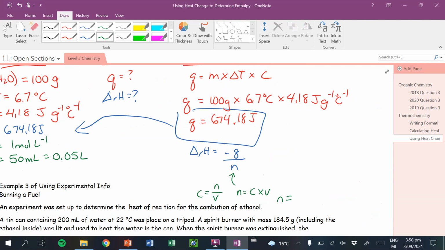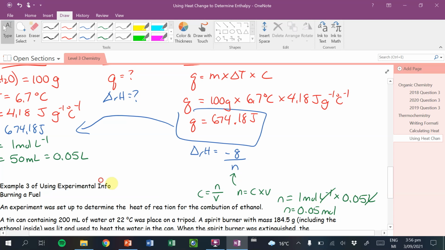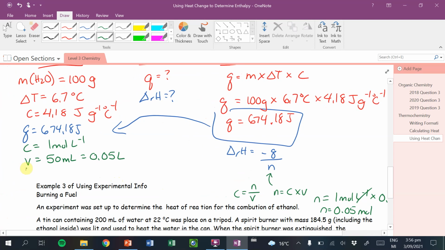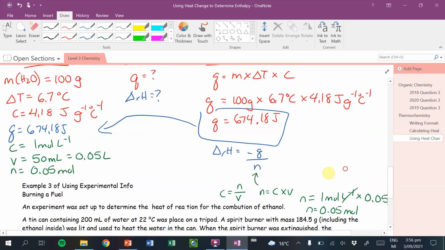All right, so concentration, I have 1 mole per liter, and I'm multiplying it by 0.05 liters. So the liters will cancel out, and then I will get moles by itself. That's why it's important to write down units. It's a good way to double check yourself. So 0.05 moles. So now I can add that to my list of things I know. n equals 0.05 moles. Now I can figure out delta H because I can plug that in.